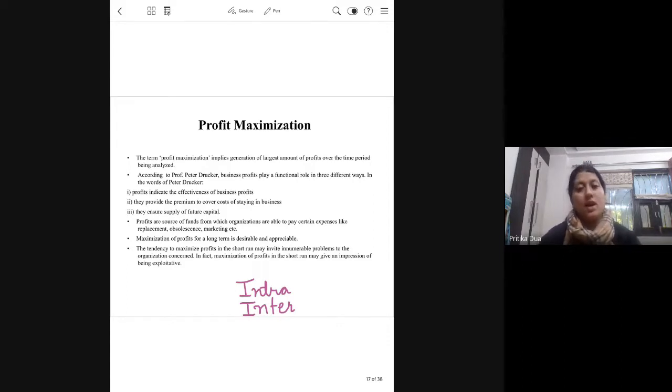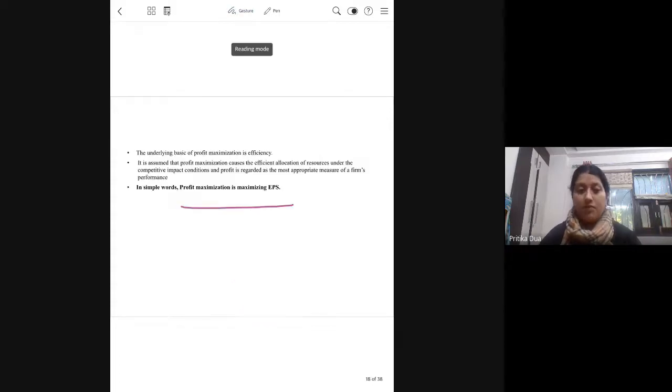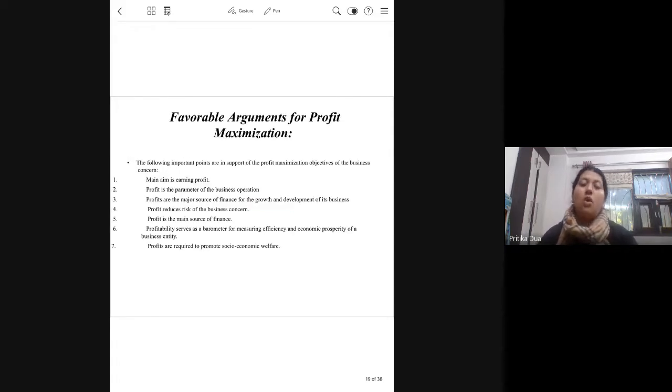CSR, corporate social responsibility, which is there in firms today, can also be met only when a firm is earning sufficient profits. So these were the benefits of having profit maximization as the prime objective of financial management.